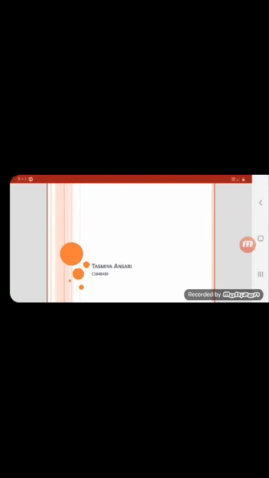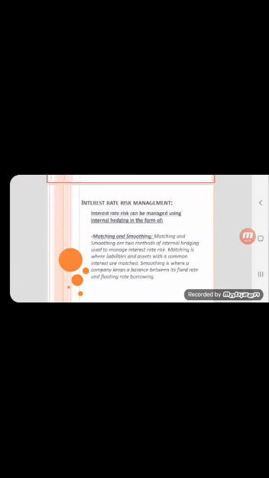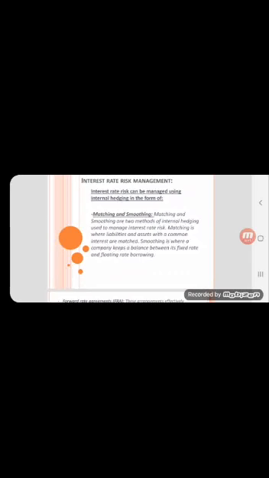Tasme Ansari, and my topic today is interest rate risk management. Interest rate risk can be managed using internal hedging in the form of matching and smoothing, and forward rate agreements. Matching and smoothing are two methods of internal hedging used to manage interest rate risk.